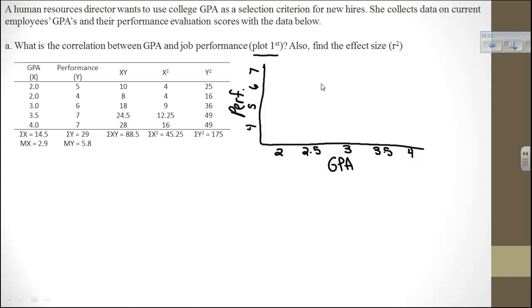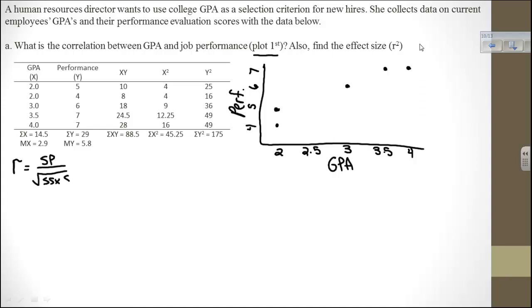All right. GPA of 2, they had a performance of 5. GPA of 2, performance of 4. GPA of 3, performance of 6. GPA of 3.5, performance of 7. GPA of 4, performance of 7. This looks like a really strong positive relationship. If I drew a circle around these, it's very narrow, it's very linear, and they definitely go in a positive direction. All right, calculations.